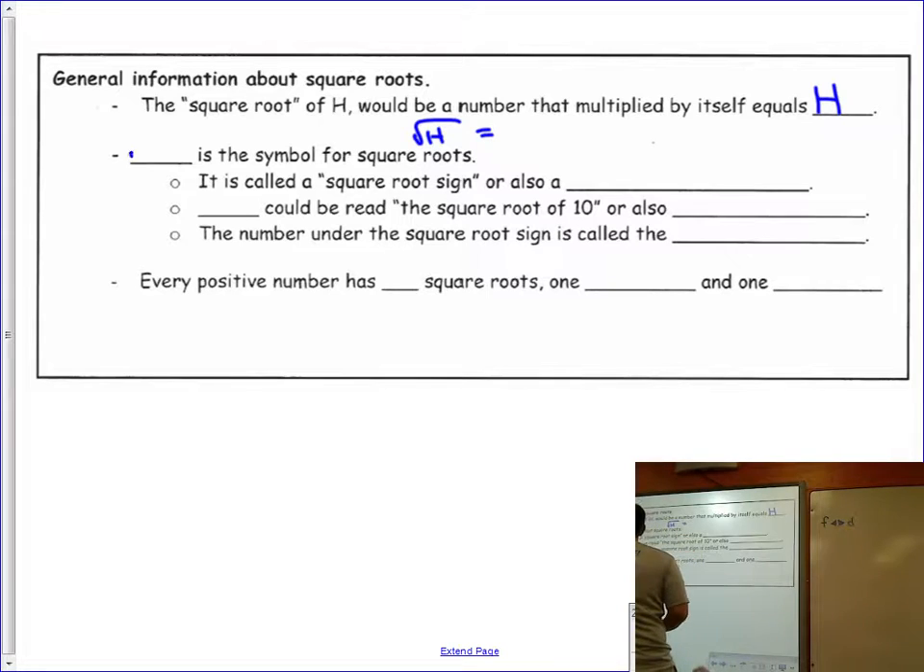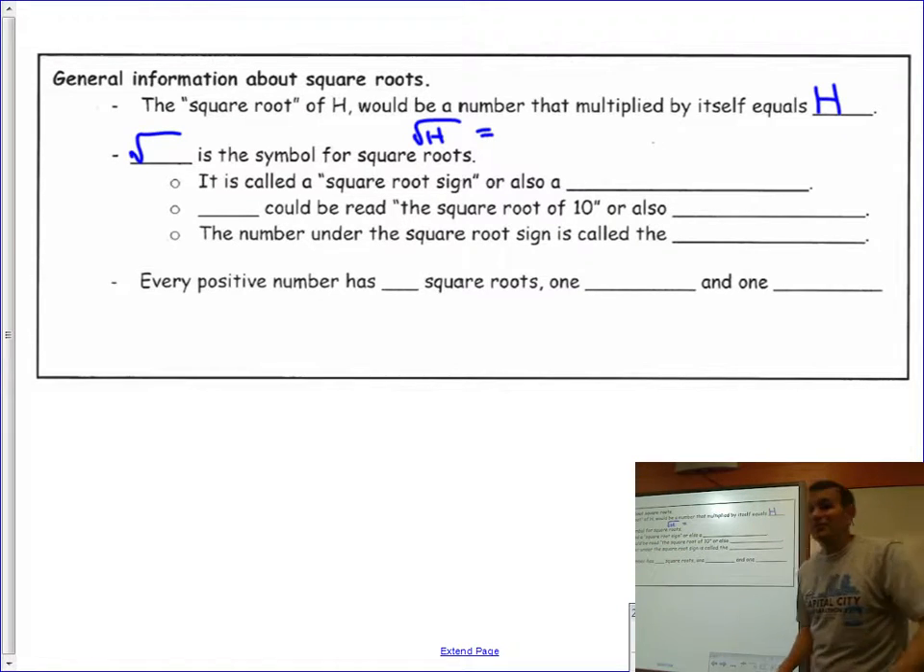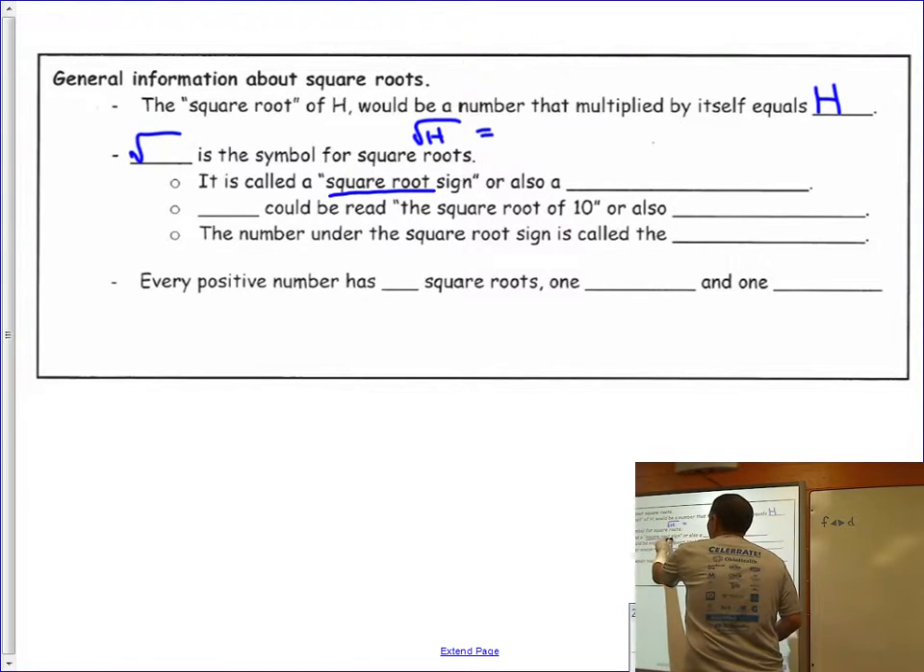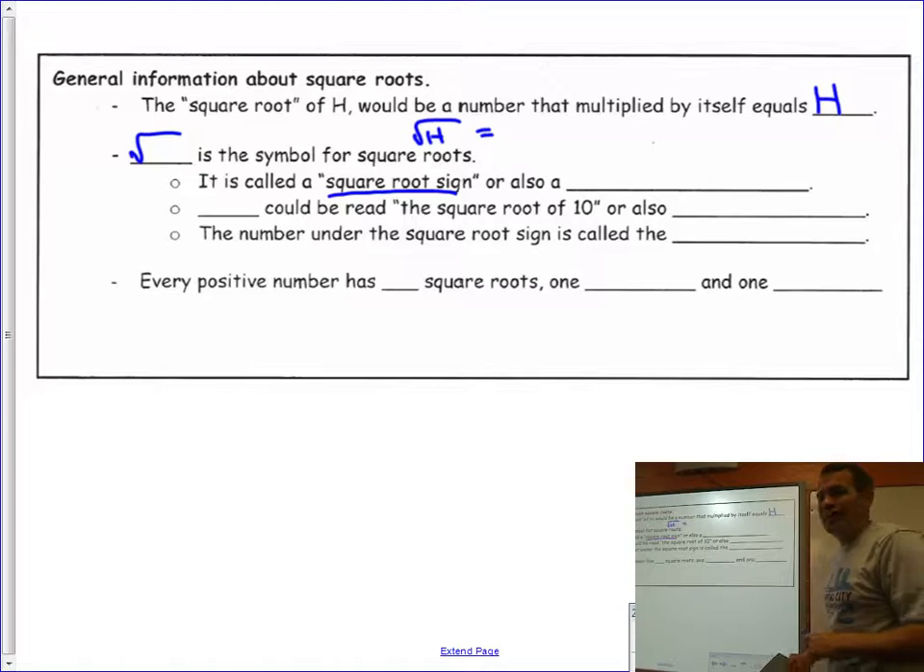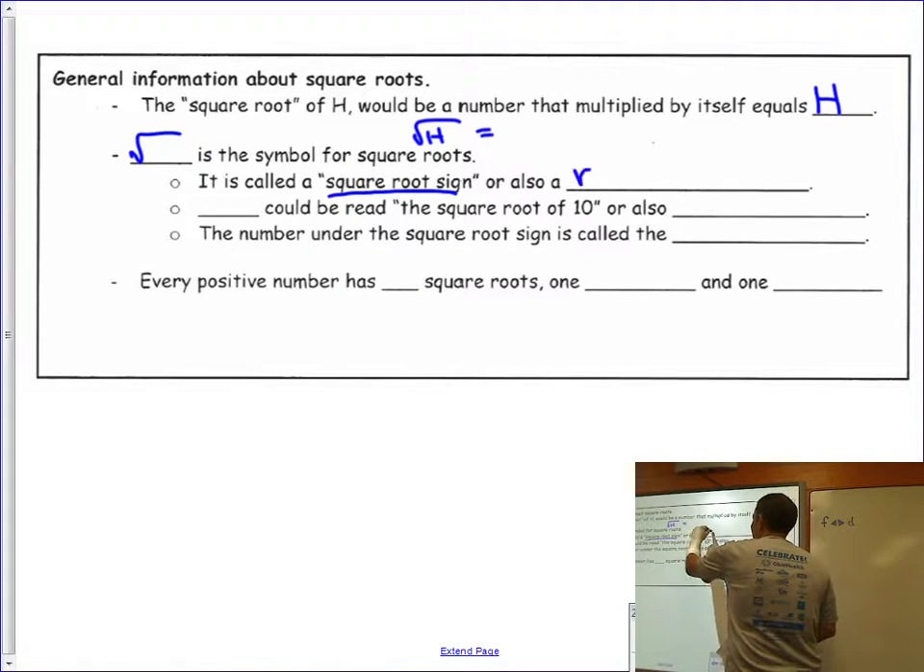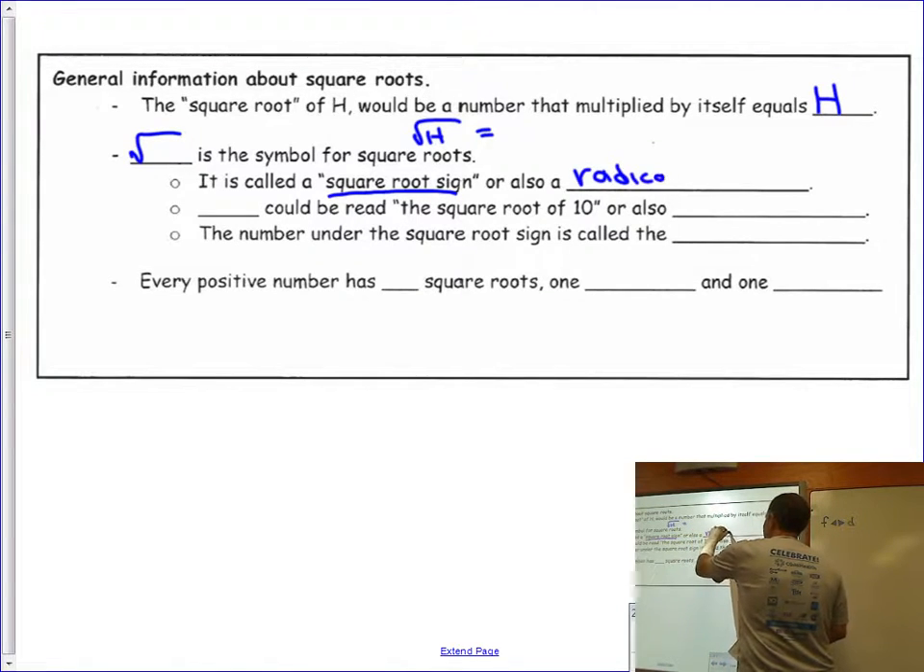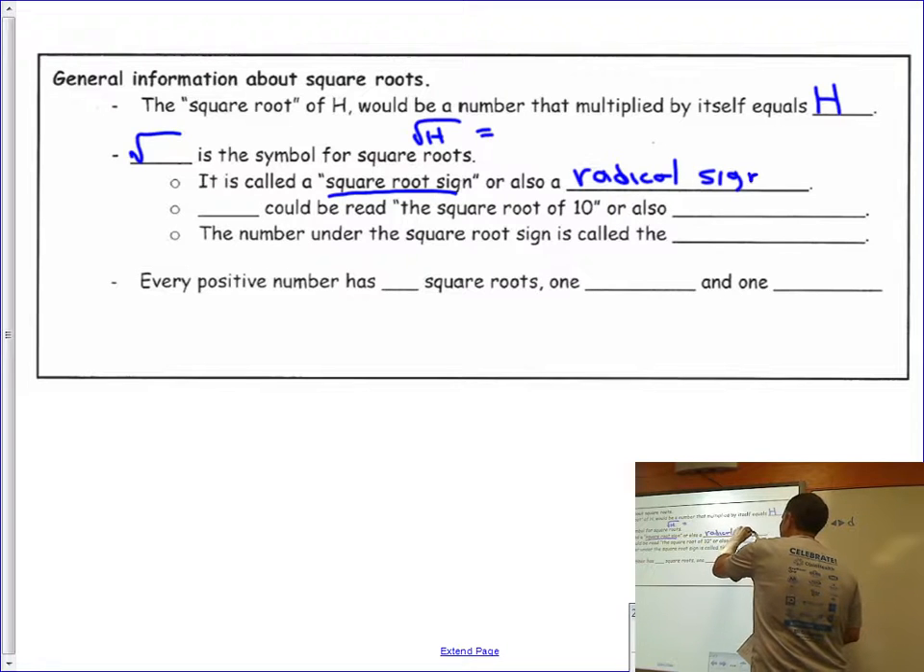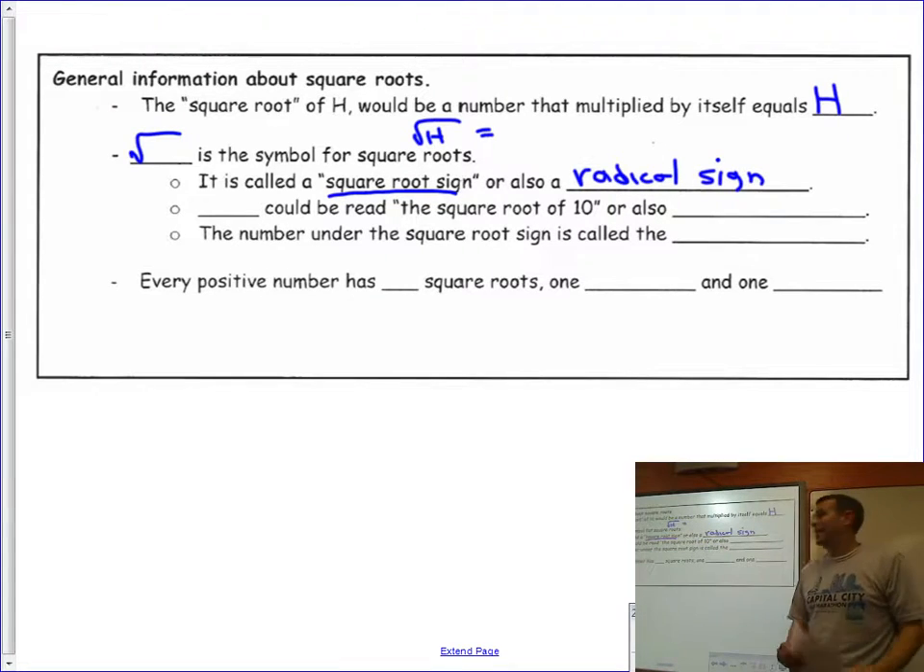Of course, we learned this yesterday or day before, or maybe last year. The symbol for square root is that. It is called a square root sign, but there's a cooler name for it. It's also called a radical sign. In fact, I like saying radical better than I like saying square root of.